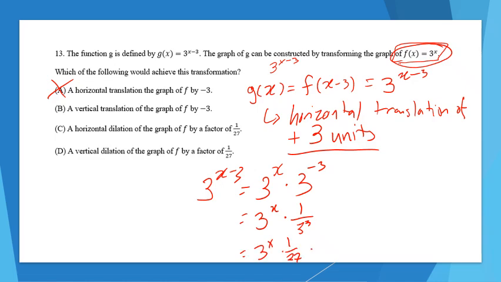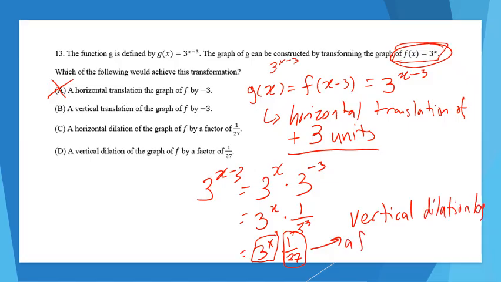And this is now a transformation that is working off of the parent function 3 to the power of x. With that number 1 over 27 multiplied out front, this is now going to be a vertical dilation by a factor of 1 over 27. And that's the key here. And so D should be our correct answer. B and C would also be incorrect there.